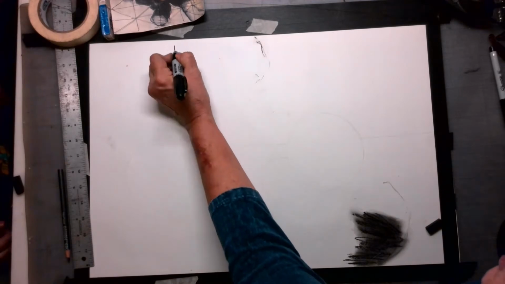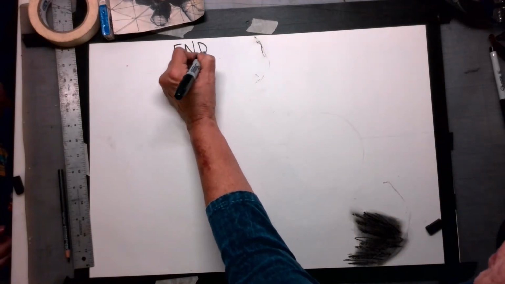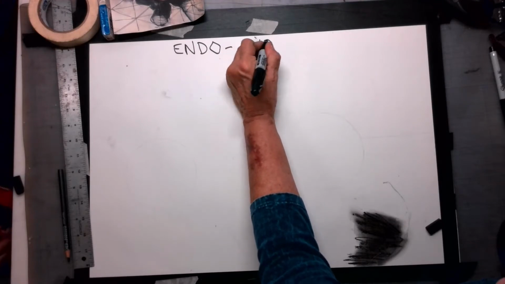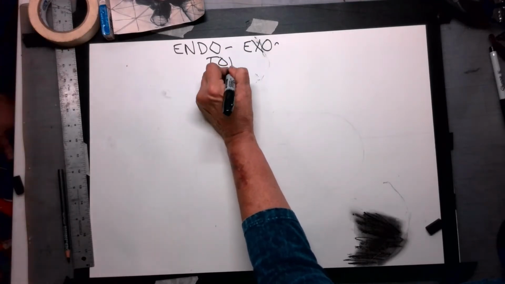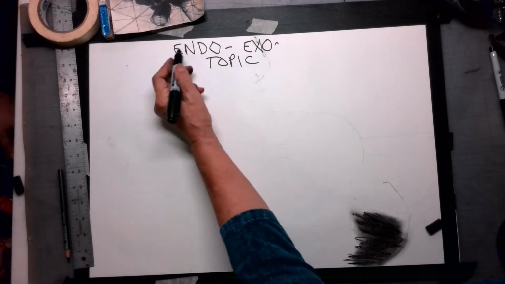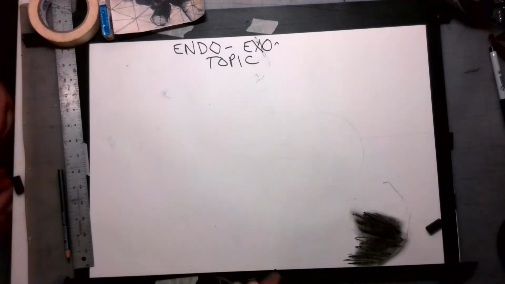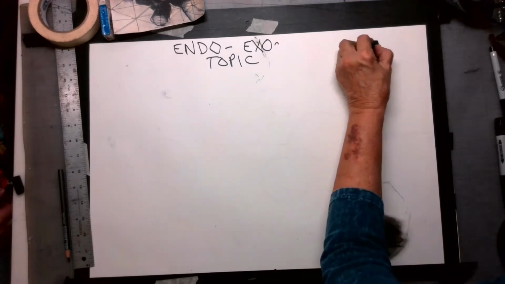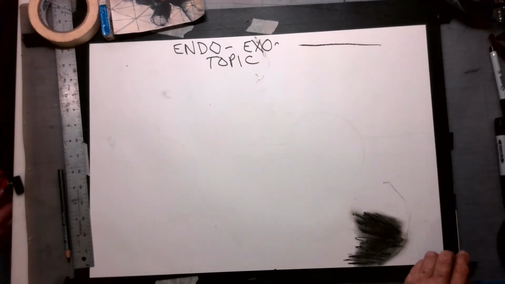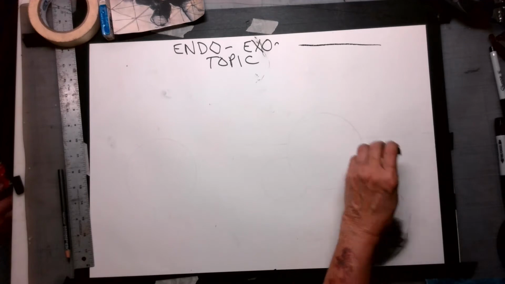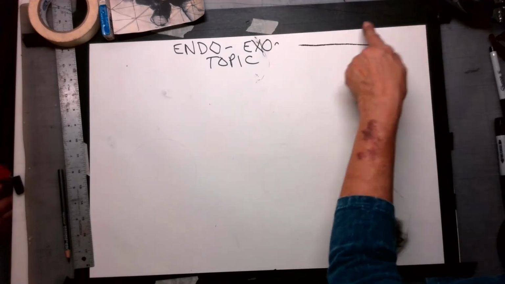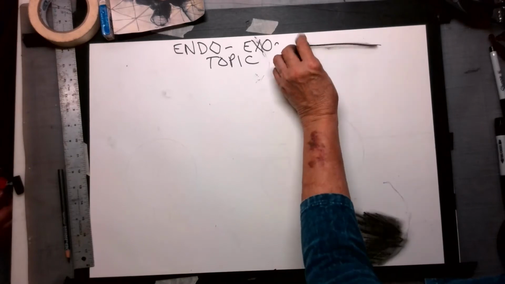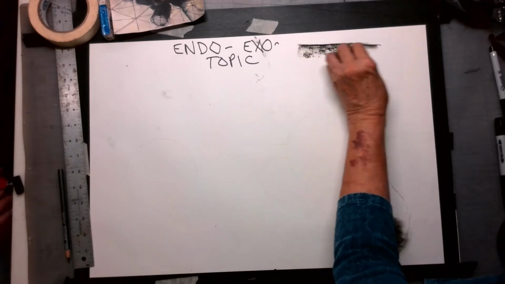Everybody, we're going to be doing something called endotopic or exotopic drawing. Endotopic, exotopic. And this just deals with the fact that a line is just something we invented and it's not really there. When you think you see a line, it's really an edge between light and dark, and I have a choice which side I decide to fill in.